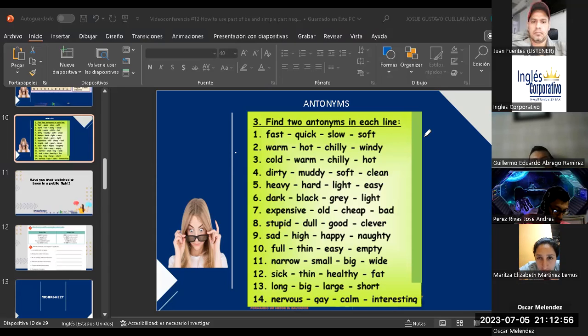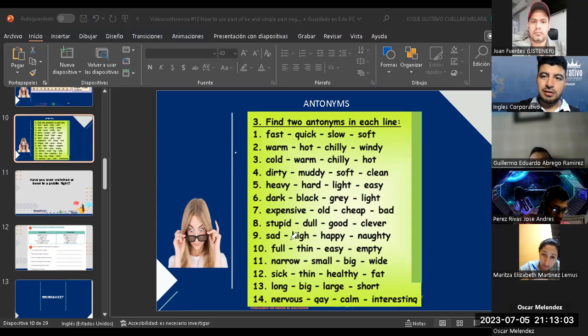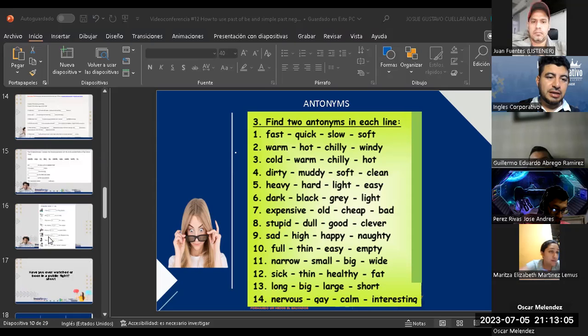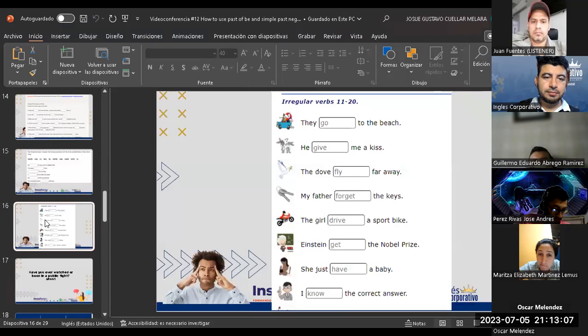Thank you, Maritza. And please, we're going to work with the other worksheet, that is this. These are irregular verbs. Here we have affirmative. For example, here we have go. What is the past of go? Give, fly. And all of these verbs, you can find them on the list that I sent you. En la lista que les envié, ahí están.